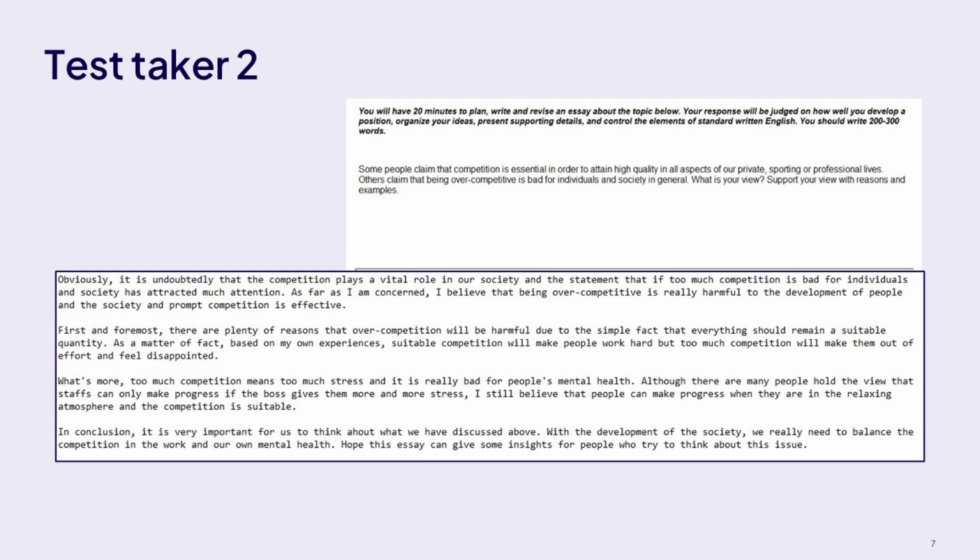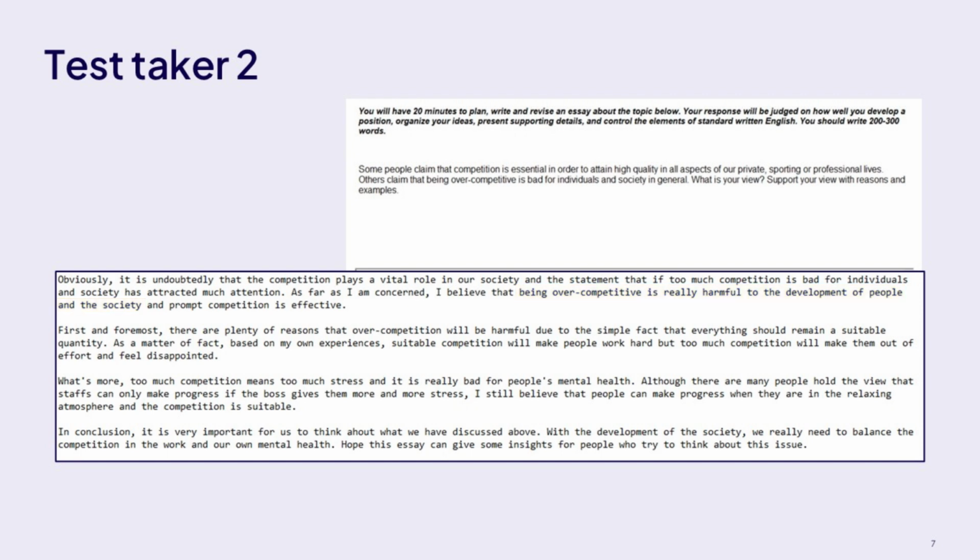The test taker has the ability to produce an essay which develops an argument, giving reasons in support of their point of view, and they structure the text logically. The test taker makes their opinion clear in the introduction when they write, "Being over-competitive is really harmful to the development of people and the society."